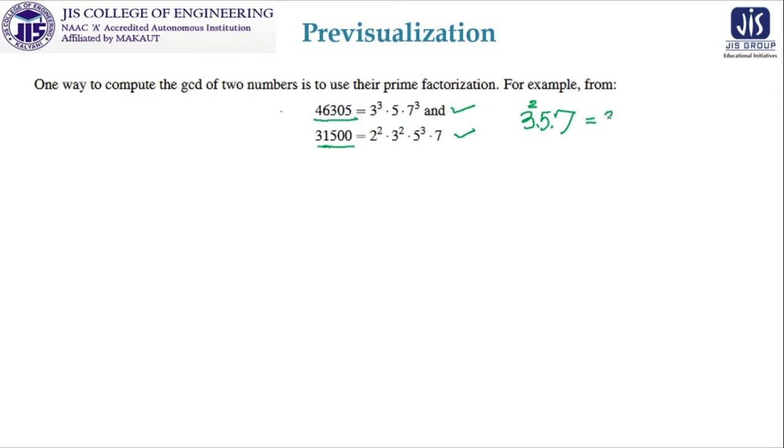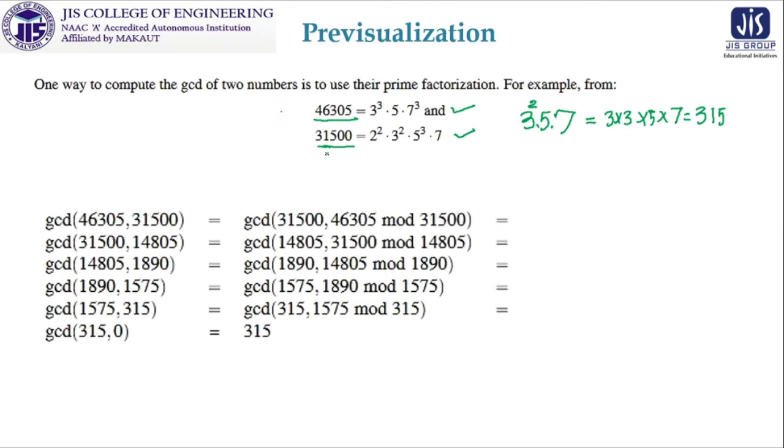So what we get is 3 into 3 into 5 into 7, that is 9 into 35, which means 315 as the GCD of these two numbers, calculated by the prime factorization method. As in the last class, we are giving some recapitulation, but in a different mode, as we proceed further.